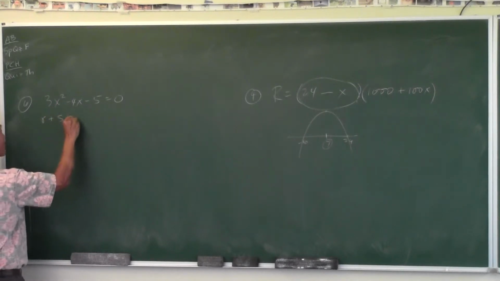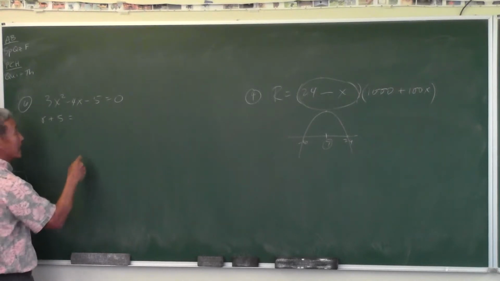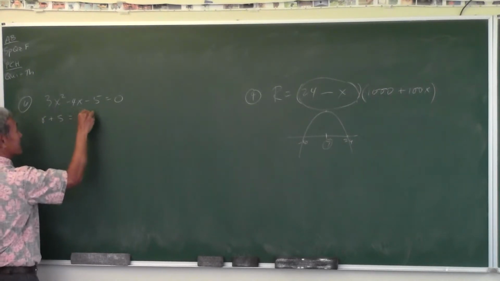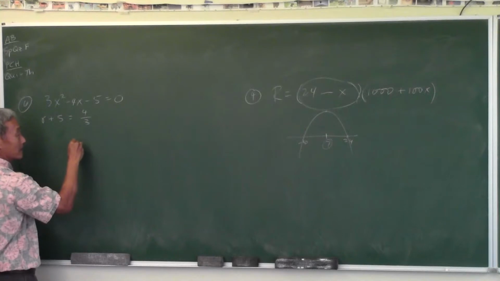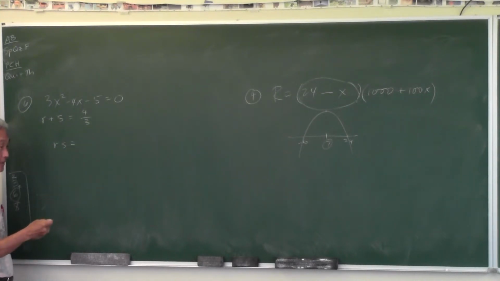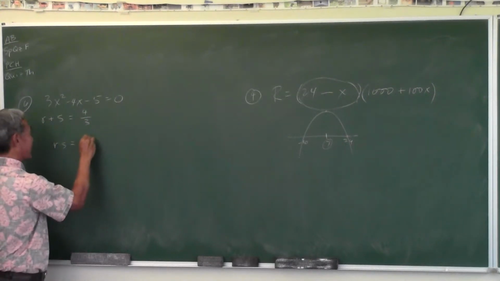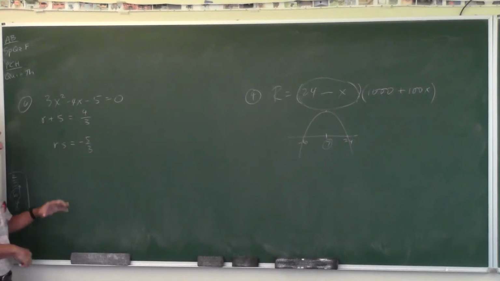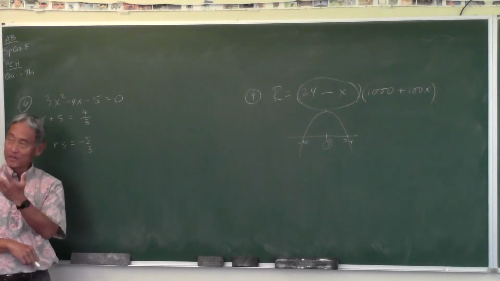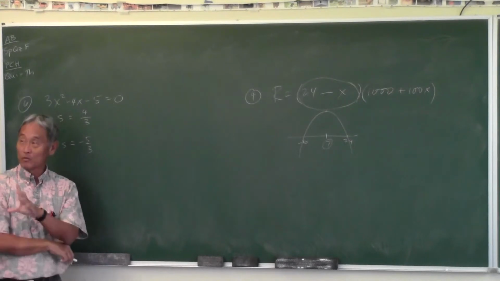What did we learn? If you add the 2 roots together, you will always get negative b over a. Does that sound familiar? Yes. If you multiply the 2 roots together, you will always get c over a, negative 5/3. Now, can I use this to help me do these problems? You bet your bippy.